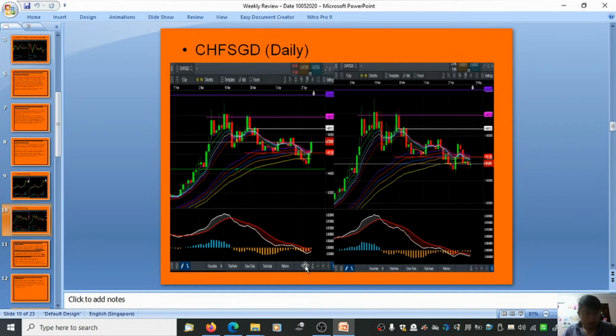The MACD, you can see, is still in the negative minimum region here, and the candlestick can retrace down, momentum is getting lesser now, and there's a doji now at this support level.